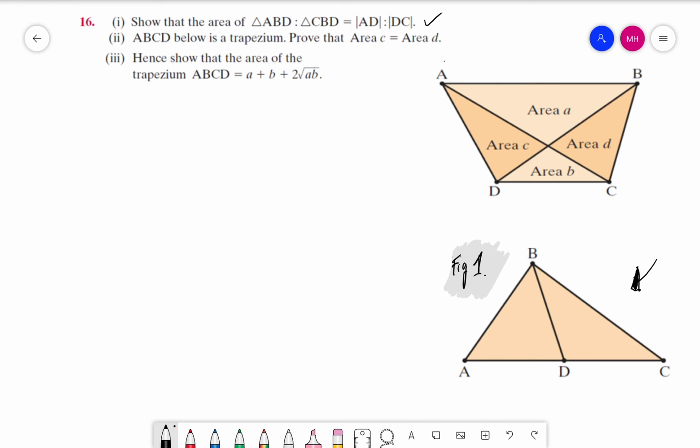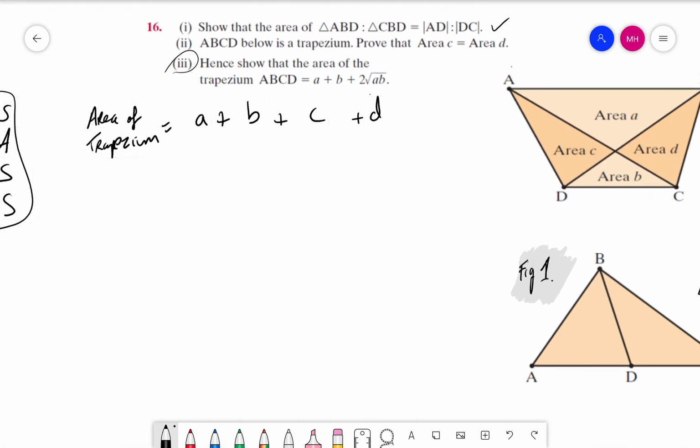Okay, so what they've asked us to show here is that the area of the trapezium ABCD is equal to A plus B plus 2 times the square root of AB. Now, we know that the area of the trapezium is equal to the 4 areas. So I'm just going to write A, B, C, and D rather than areas. But it's A plus B plus C plus D. Okay, those 4 areas, just so we're clear, right? A plus B plus C plus D.